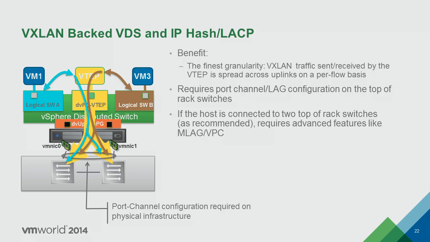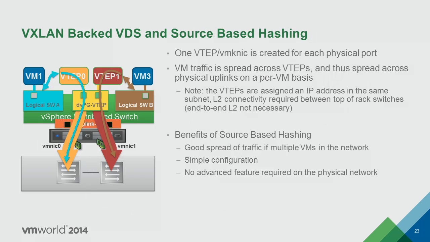that's probably very efficient, but we're recommending that you decouple again from the capability of your hardware and you just require the minimum feature set possible. And the way you would do that is by using the source-based hashing. The way it's going to work is that you have now two VTEPs. They're still backed by the same DV port group, but two VTEPs. And now your VMs are going to be pinned to either VTEP and use either uplink.